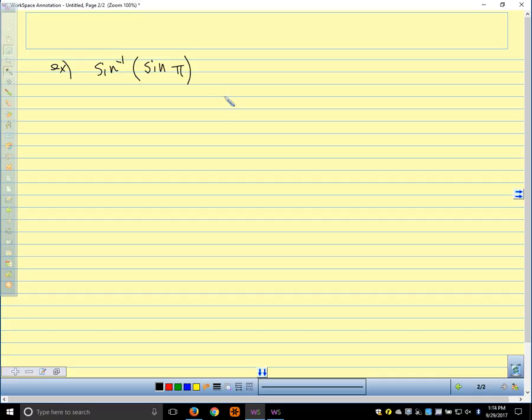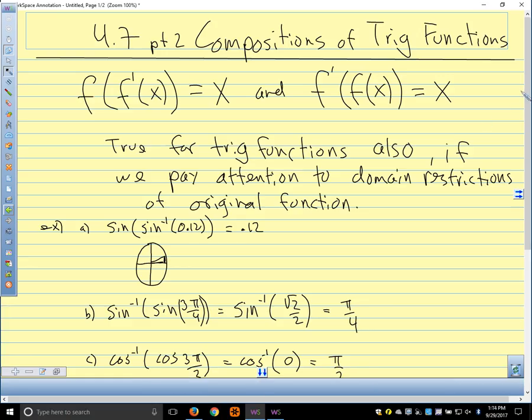So let's do this one inside out. This is the inverse sine. What's the sine of pi? 0. What is the angle between negative pi over 2 and pi over 2 that has a sine of 0? 0. The inverse sine of the sine of pi is 0. Where were we before with our letters? E, so that's F.